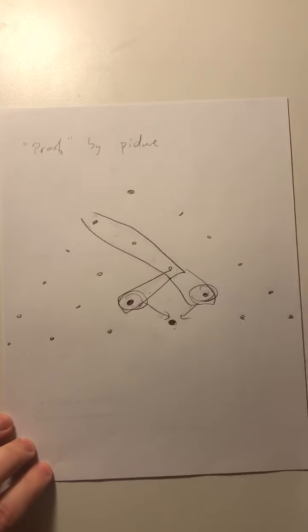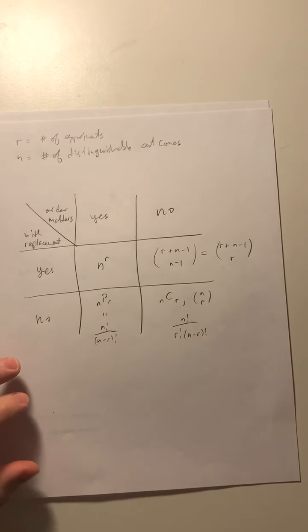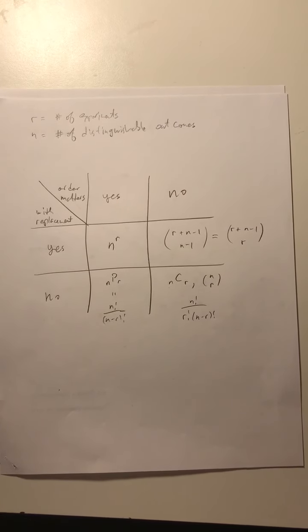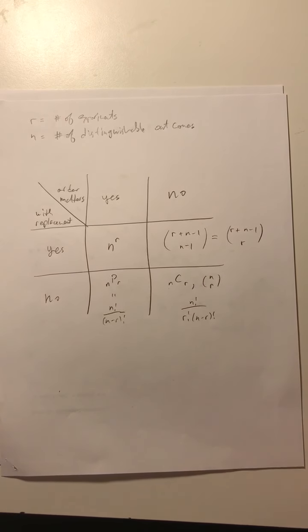So now we've finished our table here. We know how to count all of these things, and we'd like to practice. A big important part of this would be reading a problem and figuring out which of these four boxes am I in. In this scenario, does order matter? Does it not matter? Am I doing it with replacement? Am I not doing replacement? And then after that, you just plug in N and R.